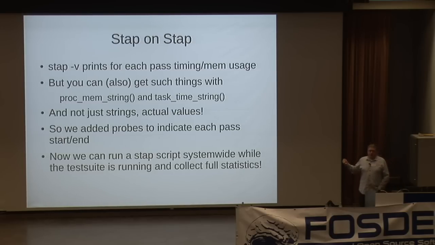we added probes to each pass, so you can see stop, start phase one, the compile phase, and you can see it end that phase, and you can see it start and stop the parsing phase. And what is interesting is that now we can actually run this verbose output system-wide. We just run our test suite, and because we have aggregates, we have statistics, you can run the test suite, have a little script, monitor all the stop passes, and then say, on average, pass 3 takes the most memory, and the argument at that time was this particular script.